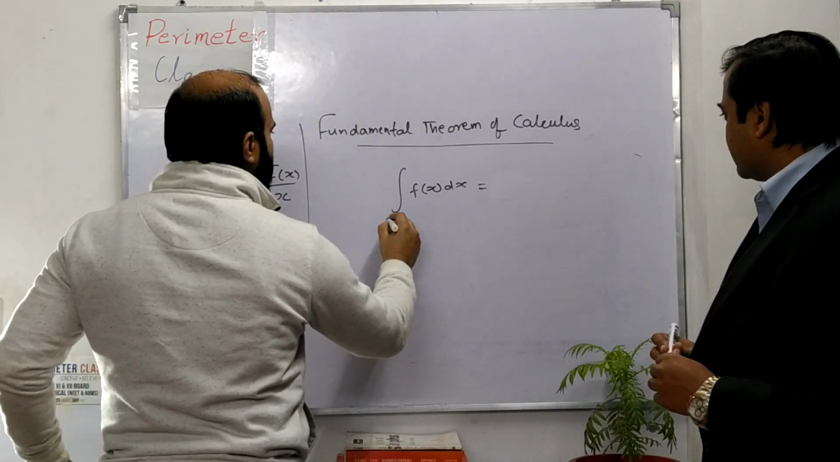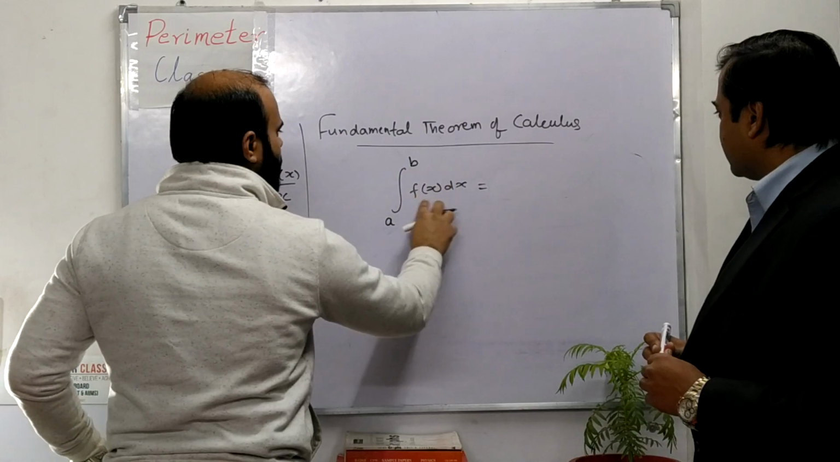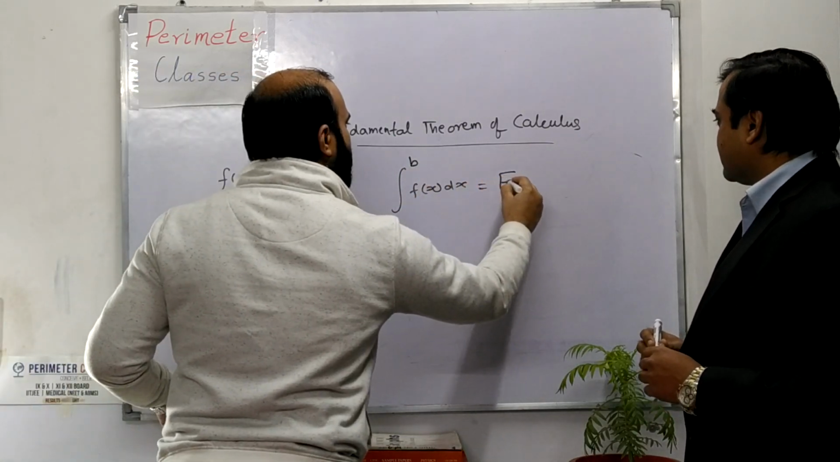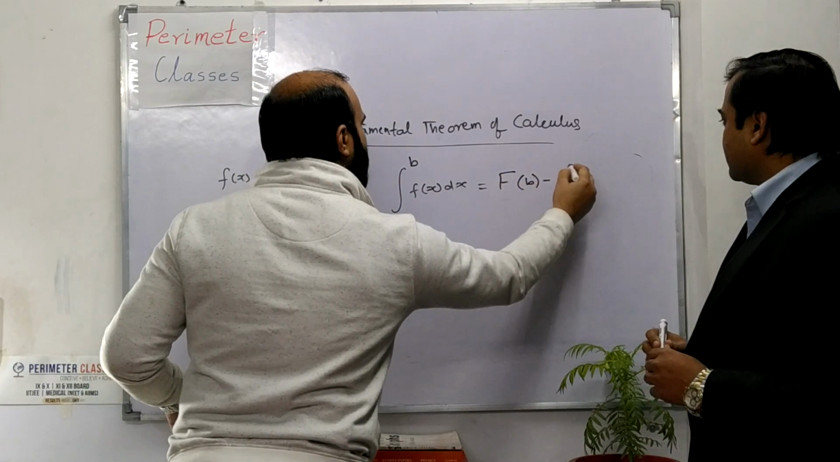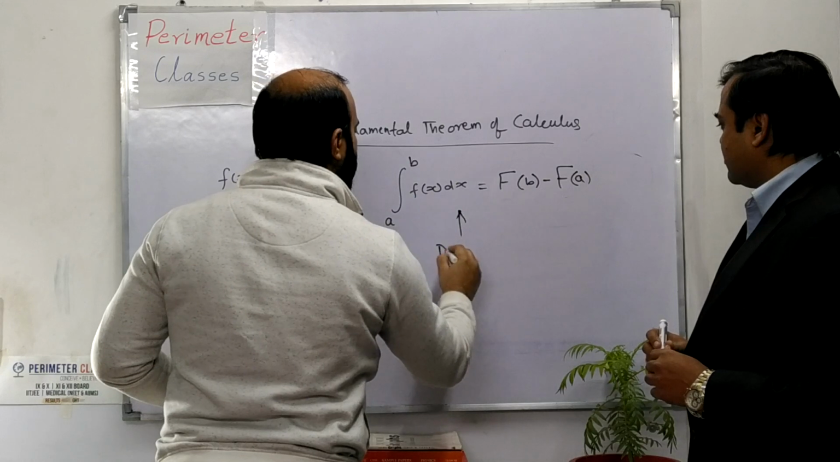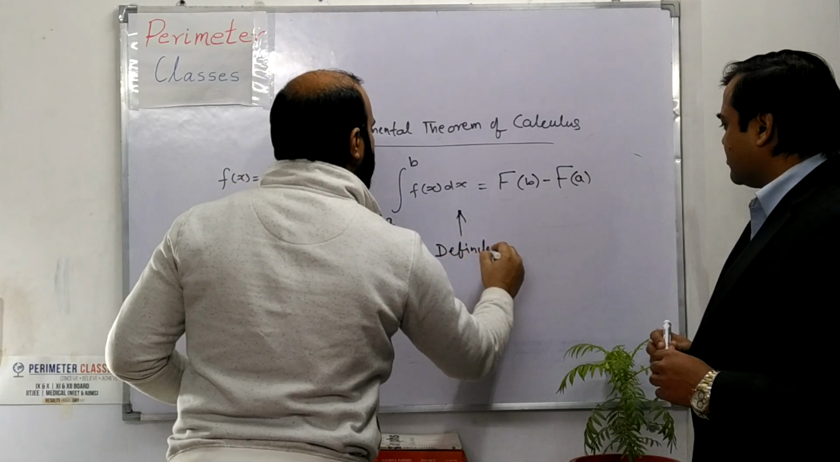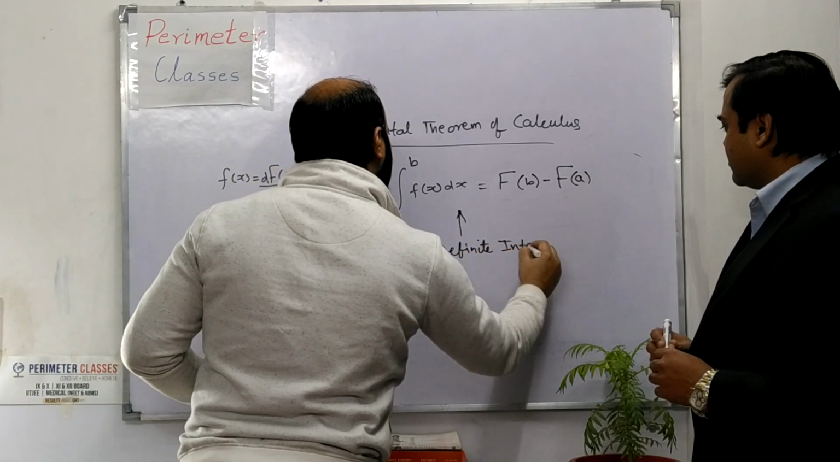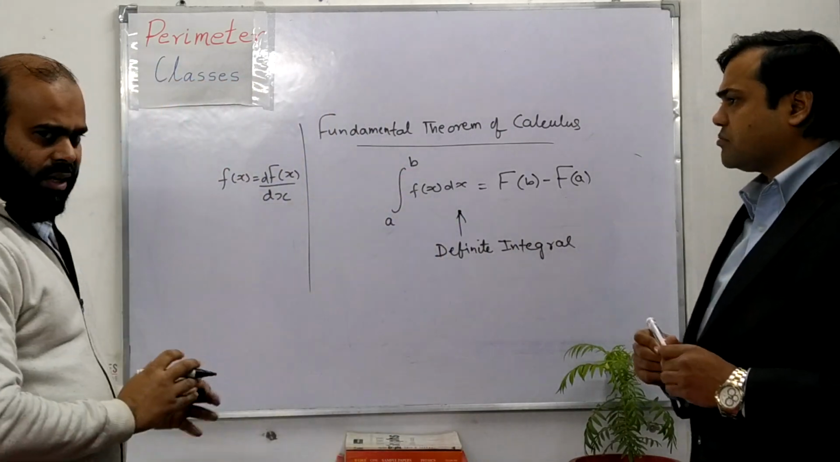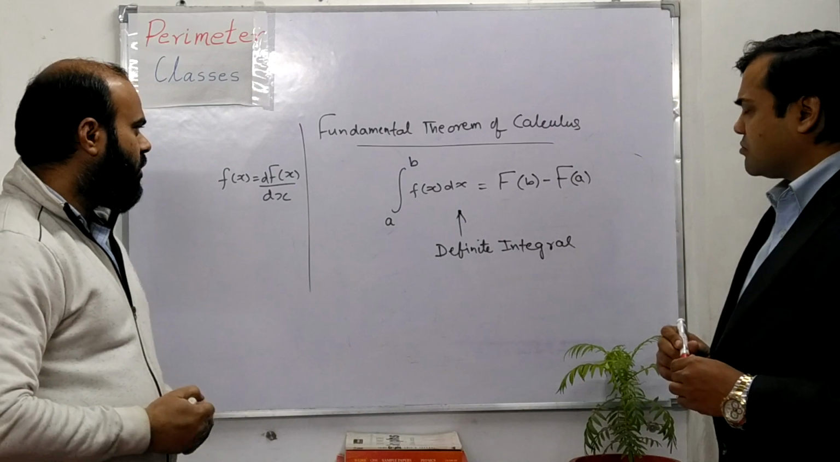If I take the interval a to b, where this function is continuous, then this value comes out to be F(b) minus F(a). This is what a definite integral is, and its statement. Now, how can we compare the definite and indefinite integral? That is actually the point here.